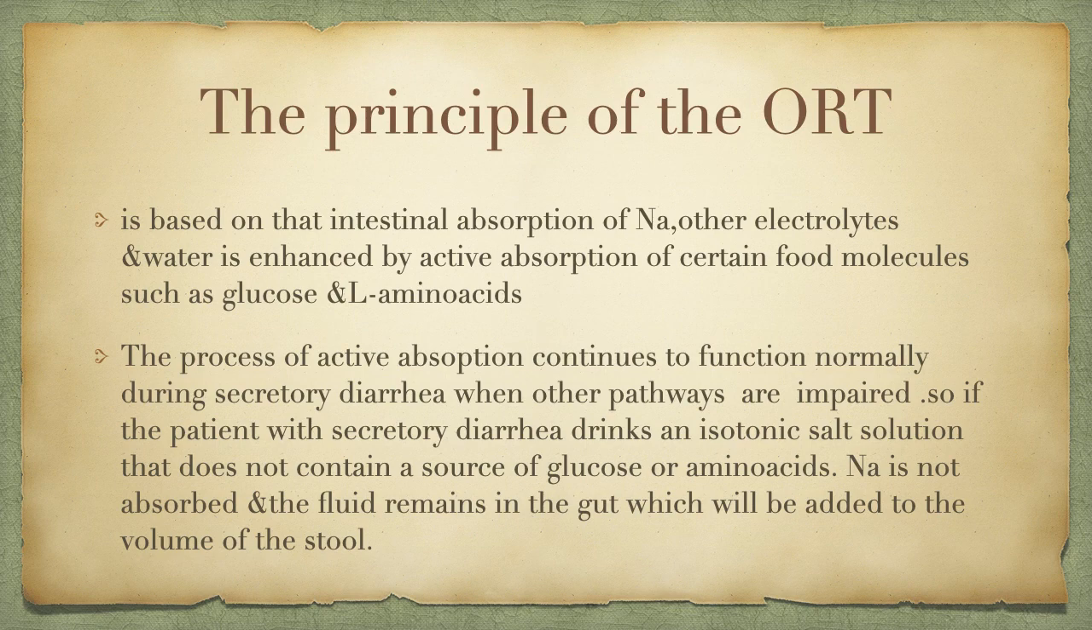The principle of oral rehydration therapy is based on the fact that intestinal absorption of sodium and other electrolytes will be enhanced by active absorption of certain food molecules, such as glucose. This process of active absorption will continue to function normally even when the patient develops secretory diarrhea. So if the patient with secretory diarrhea drinks any isotonic salt solution that does not contain a source of glucose, the sodium will not be absorbed. So this fluid will remain in the lumen of the GIT, which will add later to the volume of the stool.